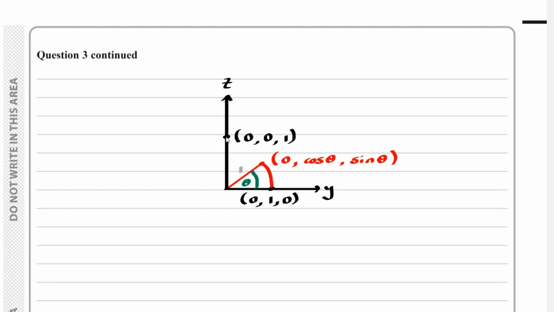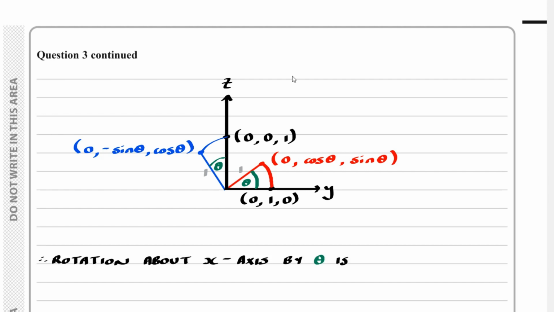And similarly, if we rotate this point by theta, well, what will be the coordinates of this point? Well, along the x direction, that's not changing, so that's going to remain as 0. But along the y direction, we have negative 1 sine theta. And along the z direction, we have 1 cos theta.